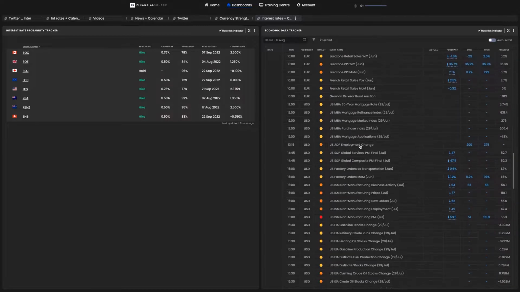Then we have ADP data. Now that doesn't predict the NFP, but it does set the mood for the NFP. And if that's negative, then that will be dollar negative. But the best opportunity again is going to come from the services PMI. Remember, about 70% of the US economy is service driven. So what happens to the service sector in the US is incredibly important.